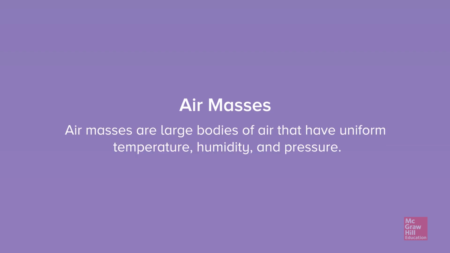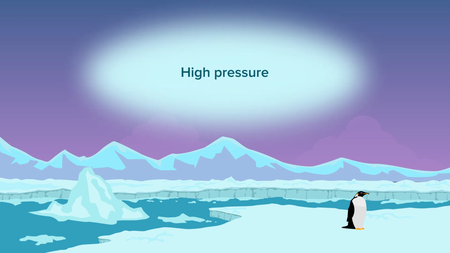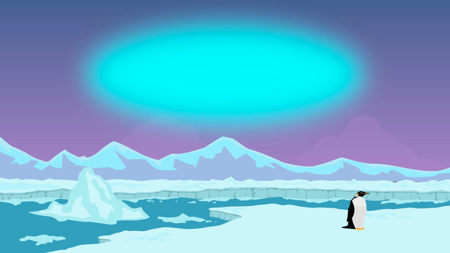Air masses are large bodies of air that have uniform temperature, humidity, and pressure. An air mass forms when a high-pressure system stays over an area for several days. Air in the system takes on the temperature and moisture characteristics of the surface below it. For example, air above a polar region would take on the characteristics of the cold, dry land below.